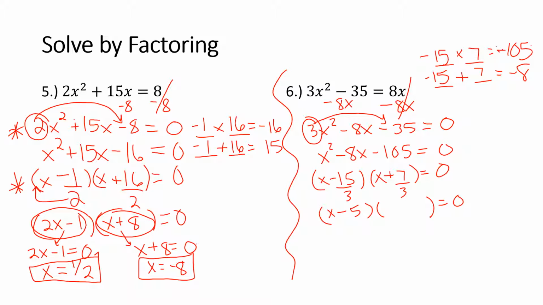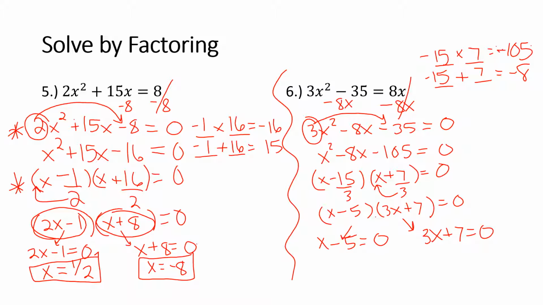In the second factor, you'll move the 3 to the front because this is a decimal, so you would have 3x plus 7. Now we're not done yet. All we've done so far is factor. You still have to solve for x. So if the product is 0, that means one of our factors must be equal to 0. So either x minus 5 is equal to 0 or 3x plus 7 is equal to 0. And each one of those you'll solve for x.